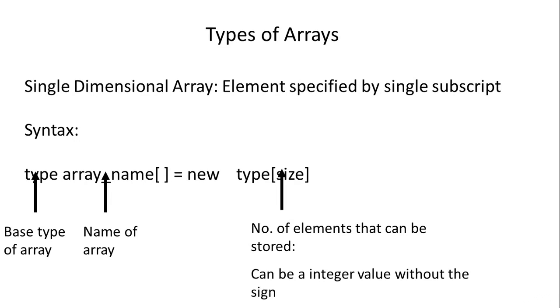Types of arrays: single dimensional array, where an element is specified by a single subscript. So this is the syntax. We have type, then the array name, and new, type, and the size. The number of elements that can be stored is shown with the size. It can be an integer.